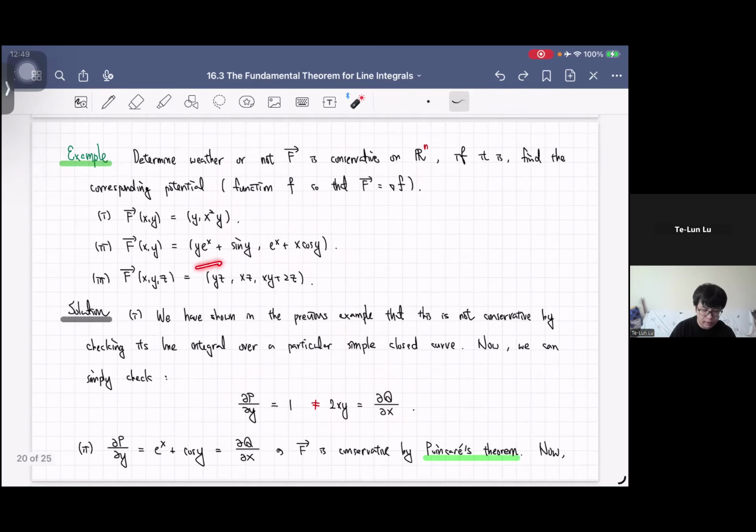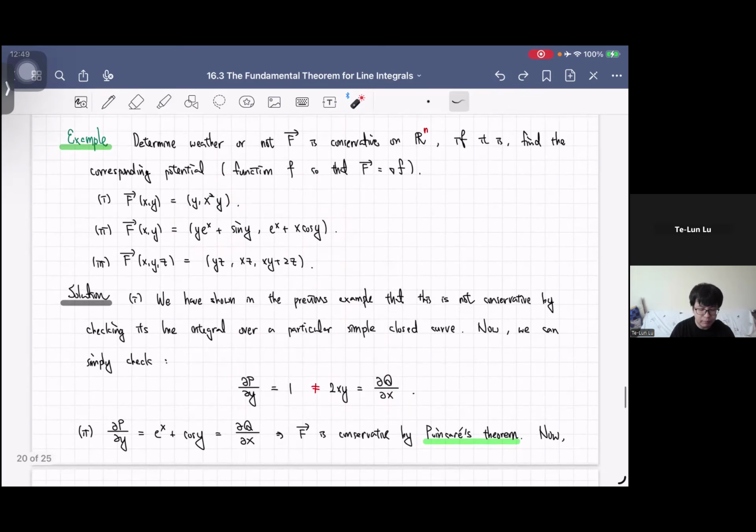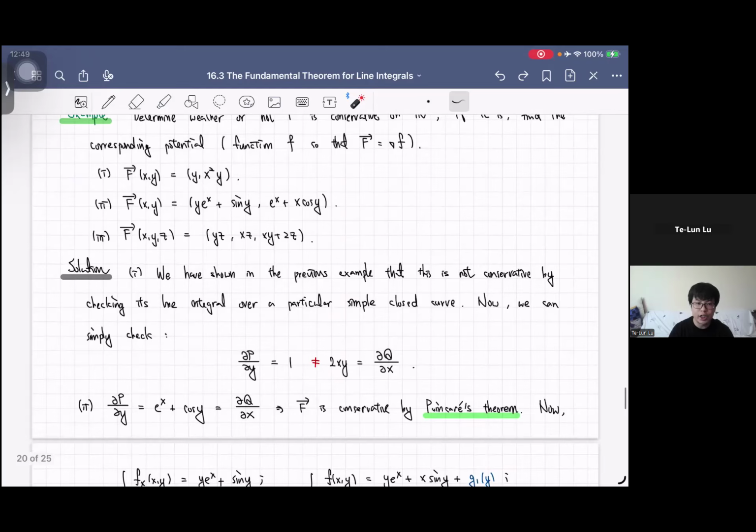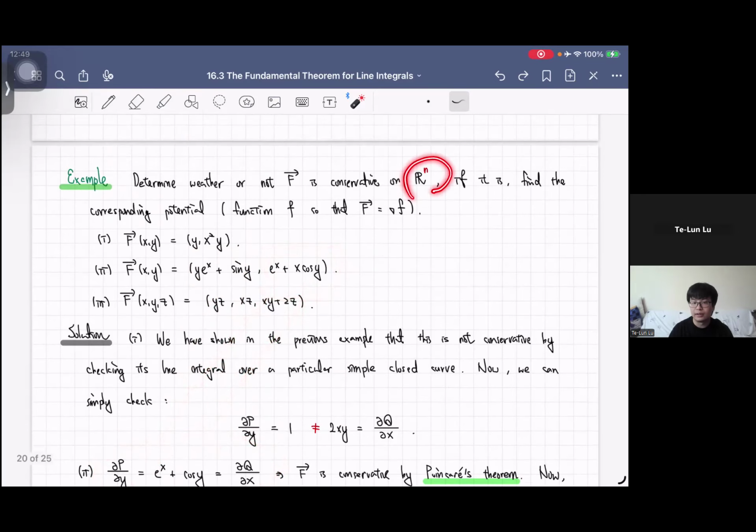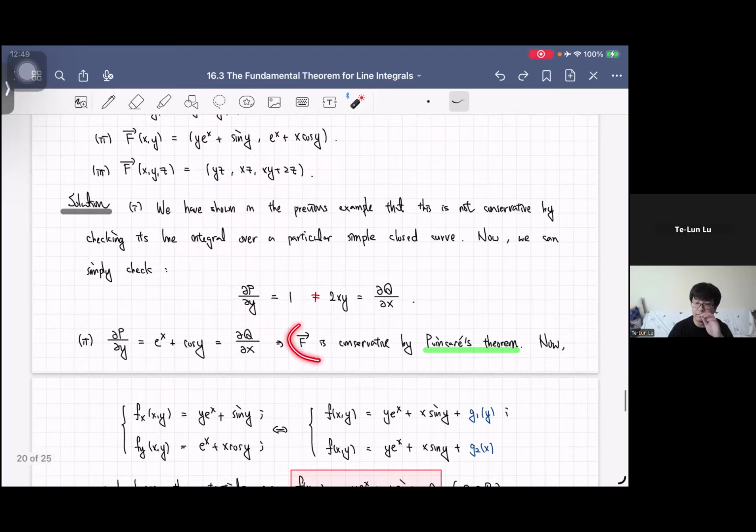And for the second vector field, y e^x plus sine y and e^x plus x cosine y, let us check the differentiation. If we differentiate p with respect to y, you will get e^x plus cosine y. And we differentiate this one with respect to x, you'll get e^x and then plus cosine y again. So they're the same. And since Rn is simply connected, Poincaré's theorem tells you that F is conservative. So based on that, we can now try to find the potential function.